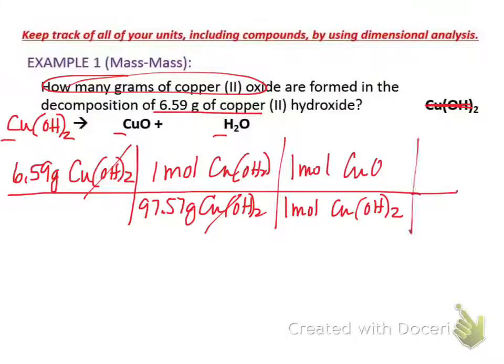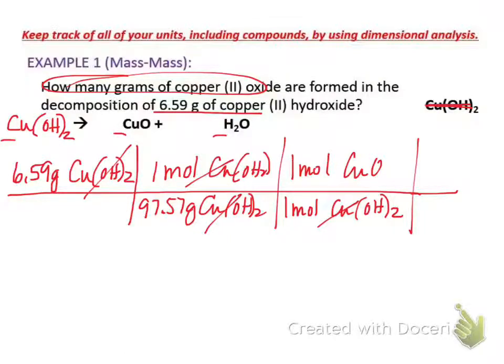Now, because it's 1 to 1, you might be tempted to leave that step out. If you leave that step out on a worksheet or a test, I will take points off. You must show the mole ratio every single time. Okay? So I get rid of moles of copper hydroxide. Now I'm in moles of copper oxide.